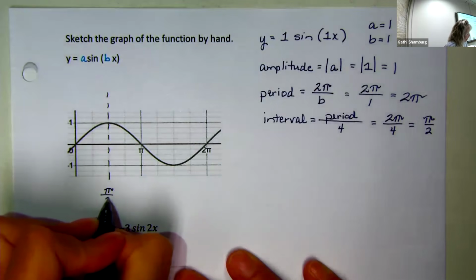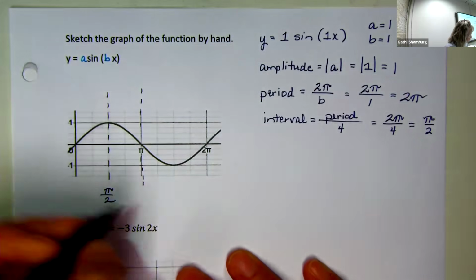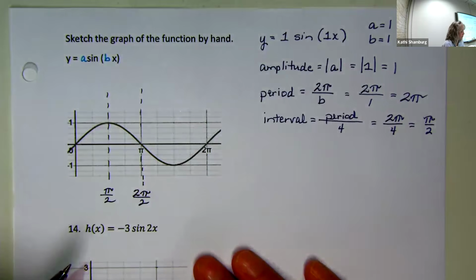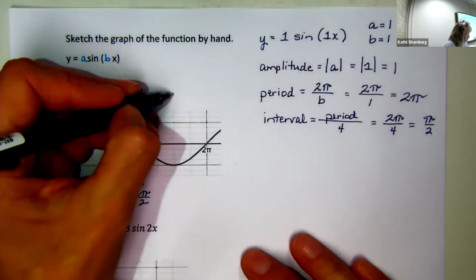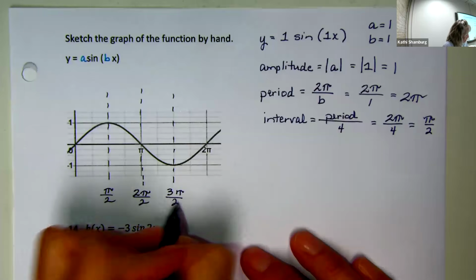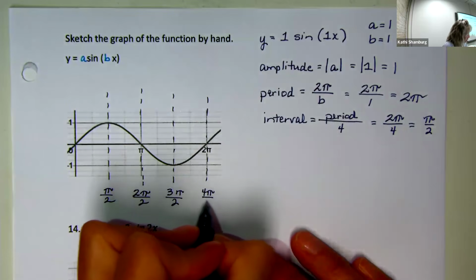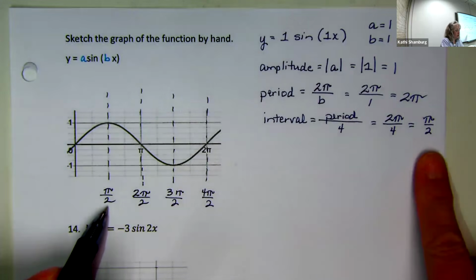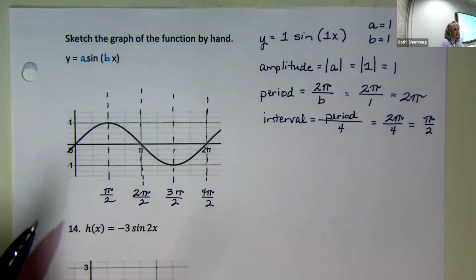This is pi over 2. Here we have pi, which could also be written as 2 pi over 2. So here's your first interval, second interval. Here's our third interval, 3 pi over 2. And then 4 pi over 2, which is 2 pi. So pi over 2, 2 pi over 2, 3 pi over 2, 4 pi over 2. And of course, these two simplify.